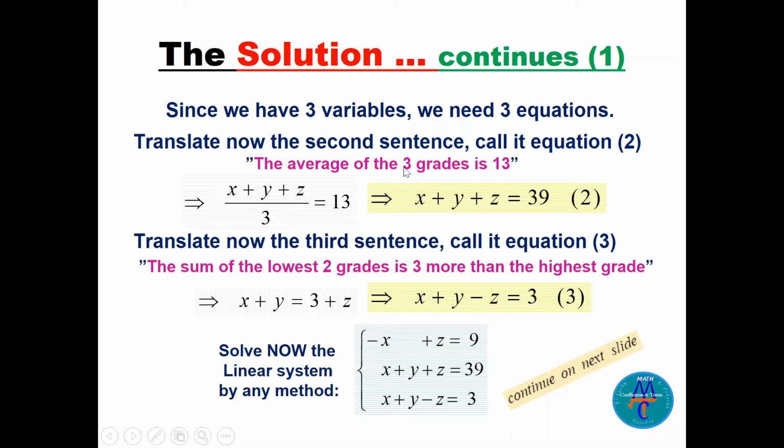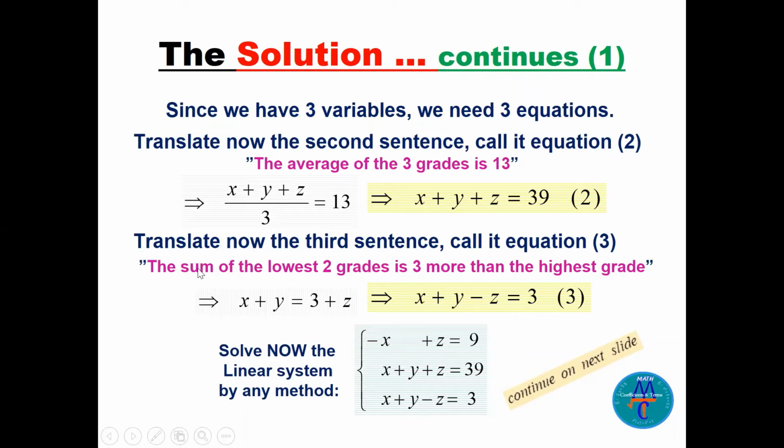The average of the 3 grades is 13. Average means we add all the grades, X plus Y plus Z, divide by 3, the number of the grades, is equal to 13. When you cross multiply, you get X plus Y plus Z is equal to 39. This is equation 2. Now, translate the third sentence and call it equation 3.